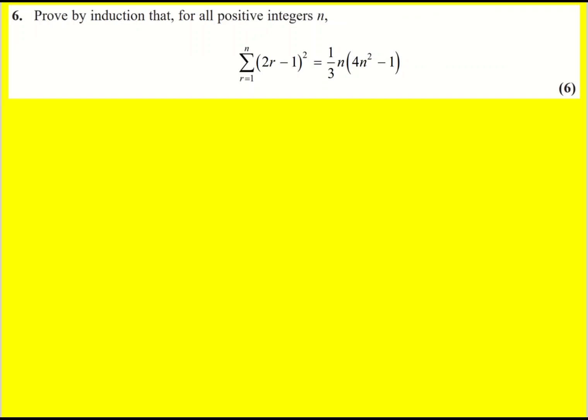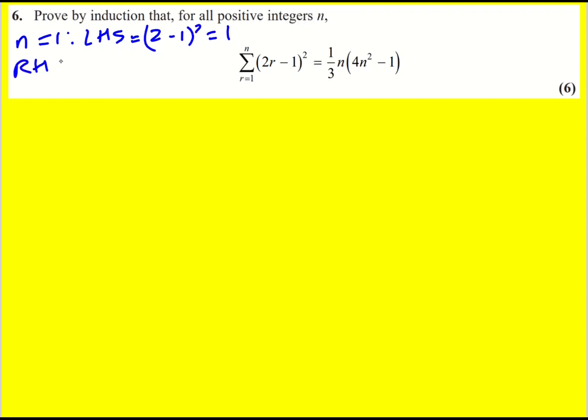Us to prove this summation equation using induction. Let's go. First up, n equals 1. Left-hand side is going to be the sum from r equals 1 to 1 of (2r minus 1) squared, so it's going to be (2 times 1 minus 1) squared. I'm going to get 1.